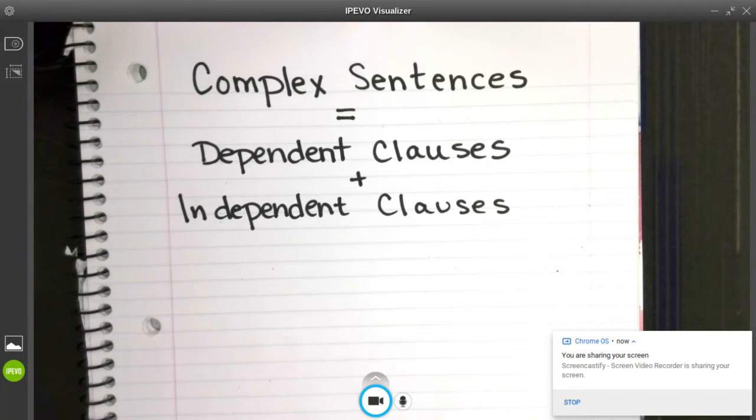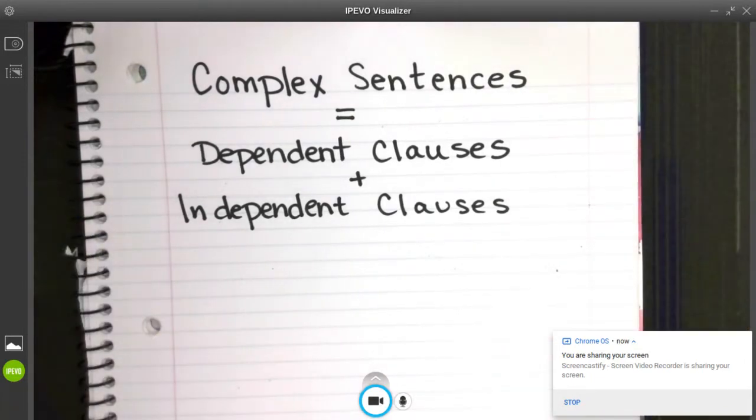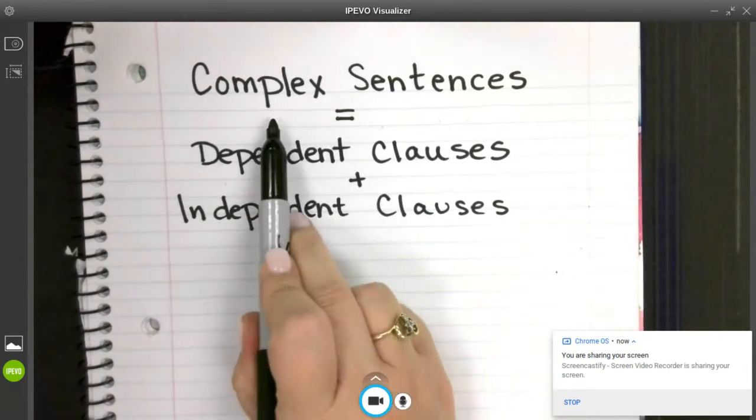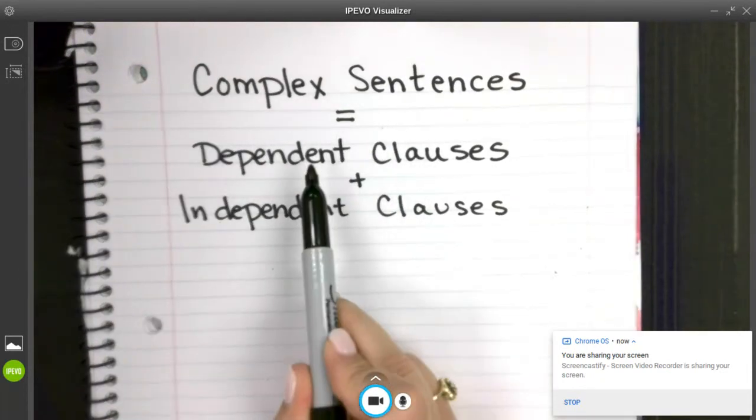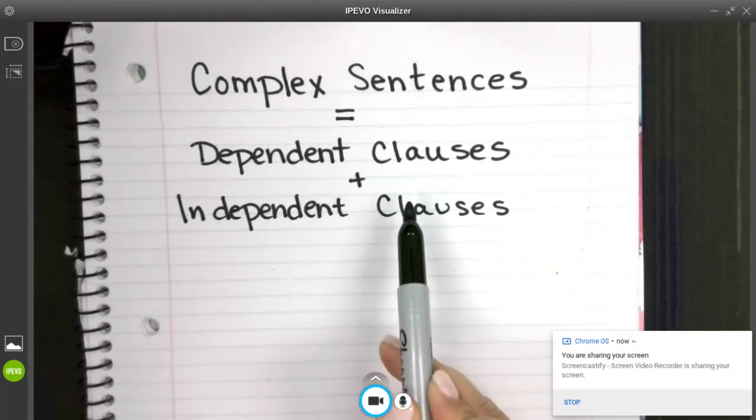All right, hi guys. So we're going to look over complex sentences, and I know this looks really simplistic right now, because it actually is a pretty simplistic way to create some depth and syntax variety in your writing. So complex sentences are really just two parts. They have a dependent clause and an independent clause.